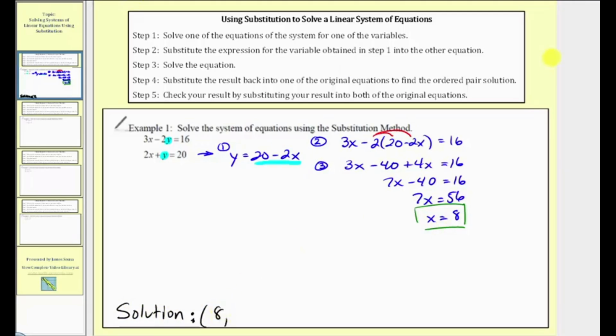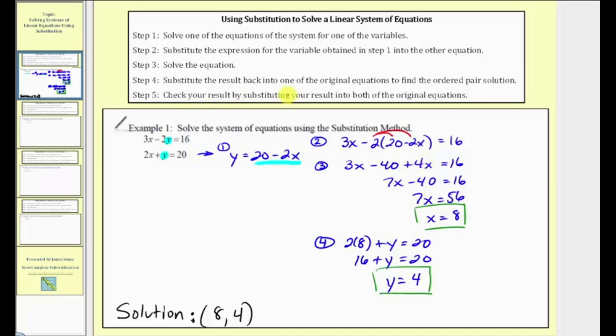Step 4, substitute the result back into one of the original equations to find the ordered pair solution. So we want to substitute 8 for x into one of the equations here. Let's go ahead and use the second equation and substitute 8 for x. So for step 4, we would have 2 times 8 plus y equals 20. 16 plus y equals 20. Subtracting 16 on both sides, y equals 4. So our ordered pair solution is (8, 4).